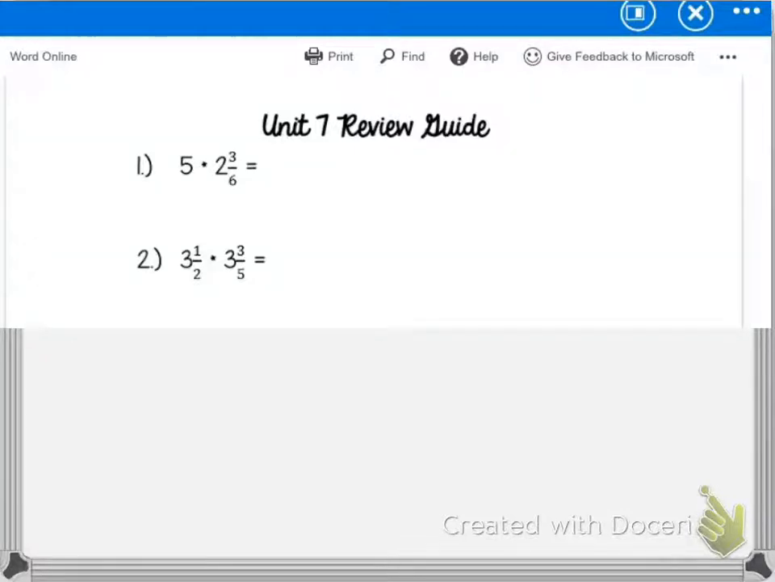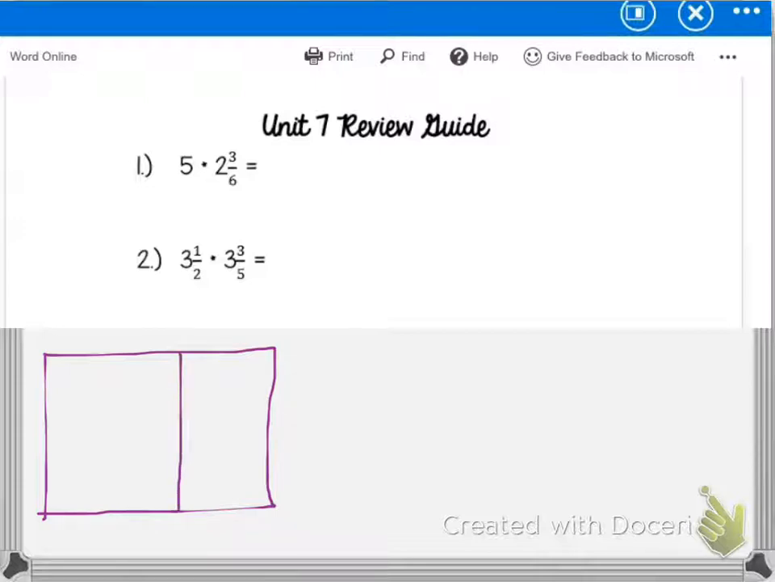Unit 7 Review Guide. For number 1, we have 5 times 2 and 3/6. First, let's do the area model. So I'm going to draw my box with a line down. So I'm going to have 2 and 3/6 times 5. So 2 times 5 is 10.